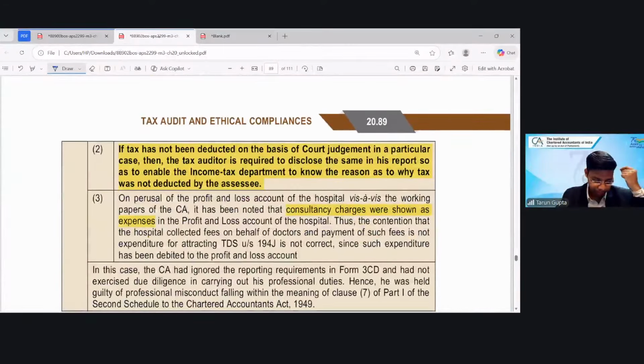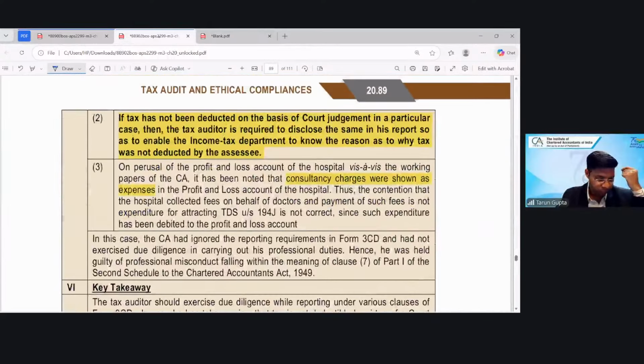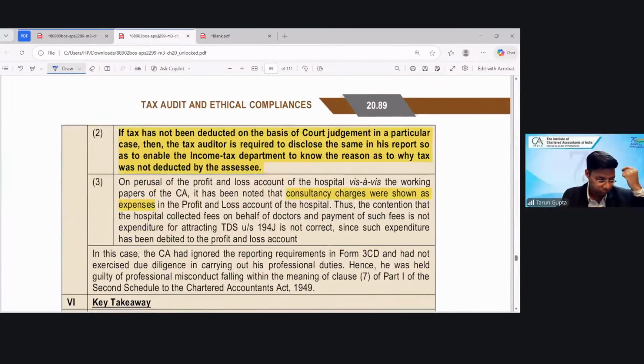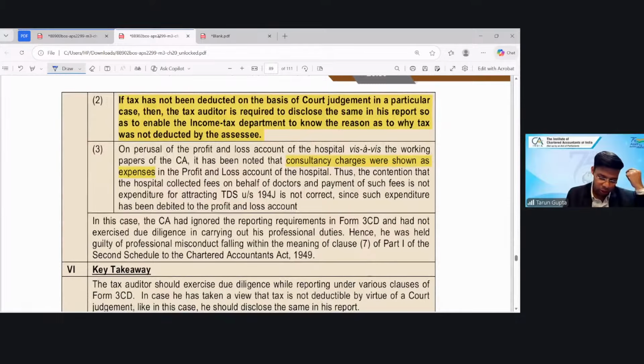So in this case, he has ignored this. He was held to be guilty of professional misconduct falling within the meaning of clause 7.